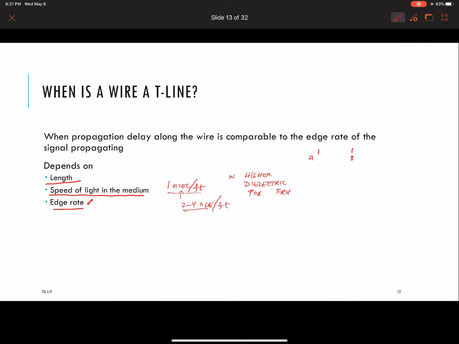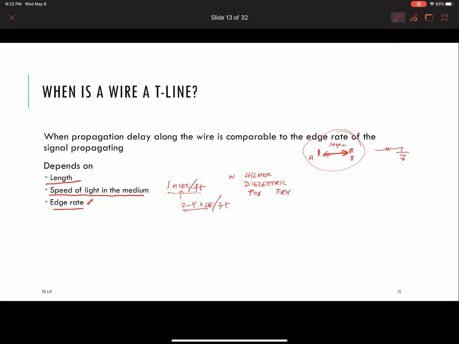So if these things are apart by 100 microns, and the light's traveling at 2 nanoseconds per foot, the travel time from here to here is going to be really, really short. So you can basically look at this whole thing as an RC, like A and B are really moving together.